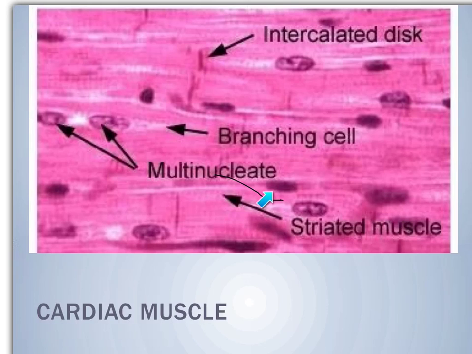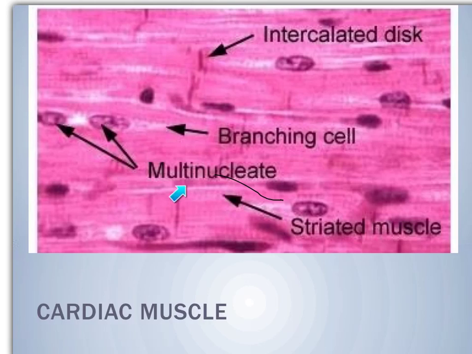Take care that these dark nuclei are not those of the cardiac muscle, they are of the endomysium, in between the cardiac muscle fibers. This is the first feature, the appearance of a single central oval relatively pale nucleus. The second feature is the appearance of darkly stained lines, which are called intercalated discs. So these are the features that help me to diagnose that it is a cardiac muscle fiber and it is a longitudinal section.